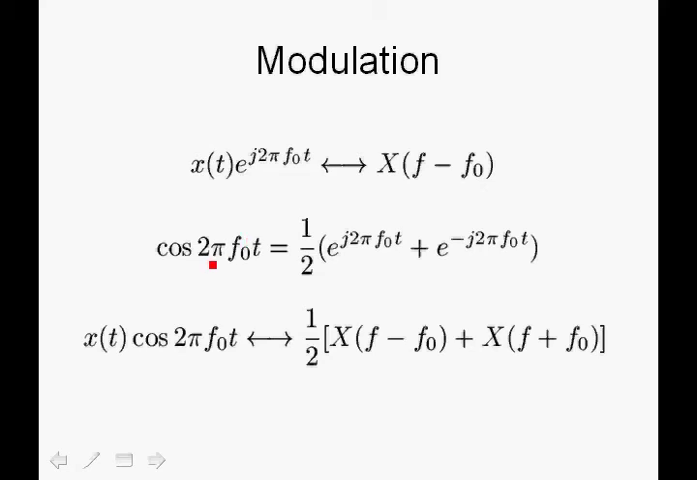We can express cosine 2πf0t as a sum of e^(j2πf0t) plus e^(−j2πf0t). The sine terms cancel out, we get 2 times the cosine, and if we divide by 2, we get the cosine of the angle. Therefore, if we multiply x(t) times the signal cosine 2πf0t, then in the frequency domain, we get that the Fourier transform X(f) gets shifted by the frequency f0. So this is the modulation using a real signal.